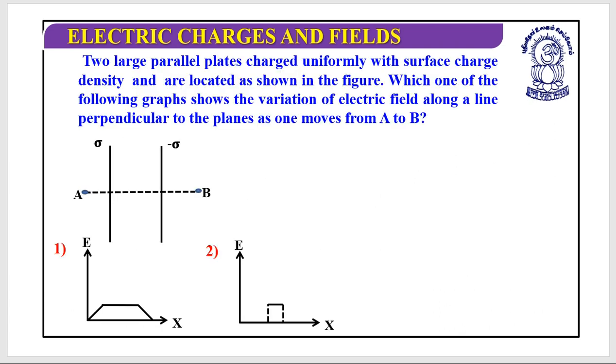What they have given is two large parallel plates charged uniformly with surface charge density and located as shown in the figure. Which one of the following graphs shows the variation of electric field along a line perpendicular to the planes as one moves from A to B? That means you need to move from this to this. If you remember, we segregate this area into certain regions, region 1, region 2, region 3, and you need to move in region 2 and plot the situation.